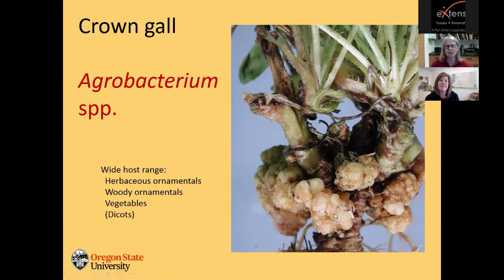The crown gall bacteria have a huge host range. There are literally hundreds of different species that have been shown to be susceptible. Because I work a lot with nurseries, I see primarily herbaceous and woody ornamentals, but I've also seen vegetables affected. Primarily the plants that are affected are dicots, though, not so much the monocots or the grasses.